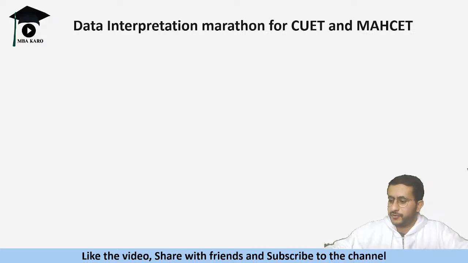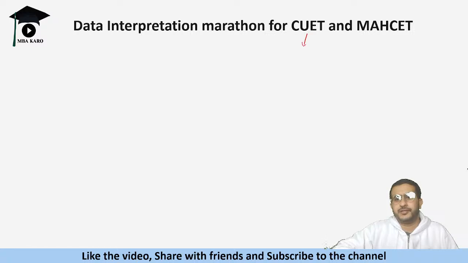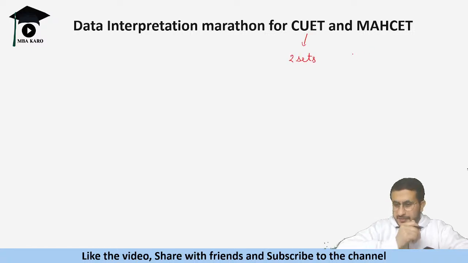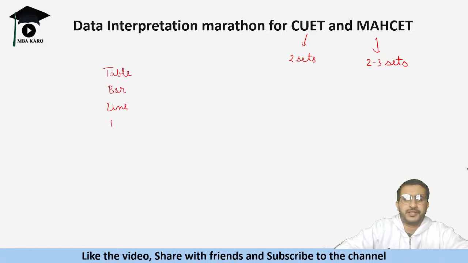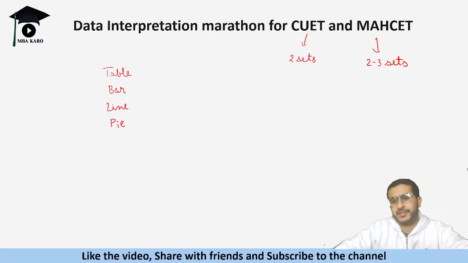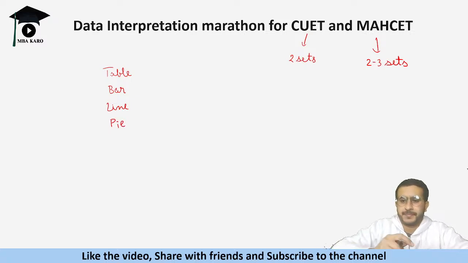Like in CUET, you can expect two sets of DI. In MHCET, it depends, like 2 to 3 sets. And if we talk about the kinds, you get tables, bar graph, line graph, pie chart, etc. So these are the ones that you will be getting in the exam.